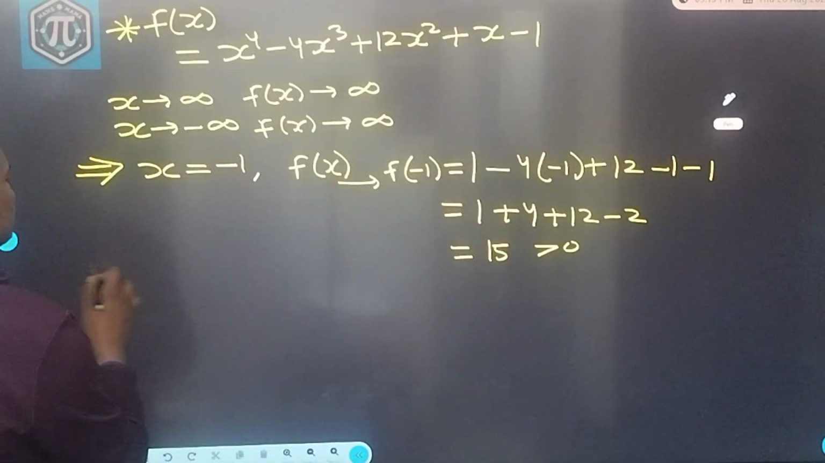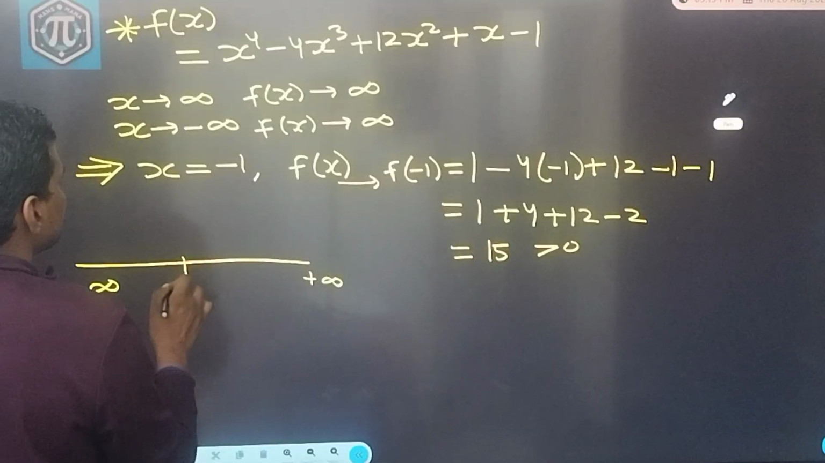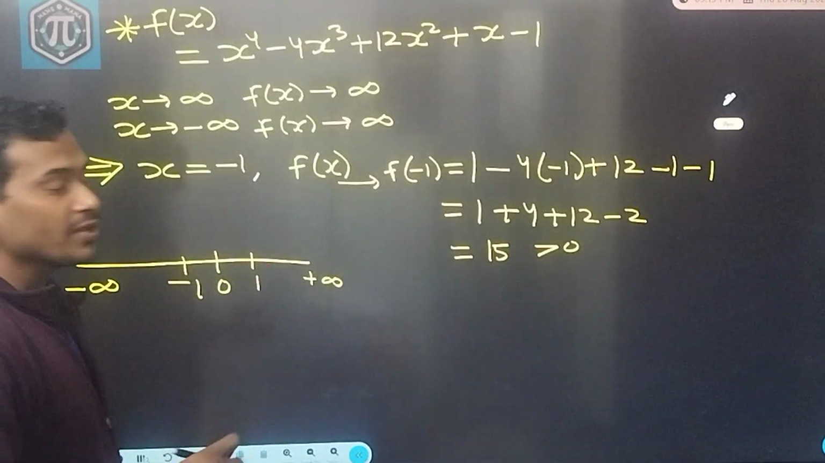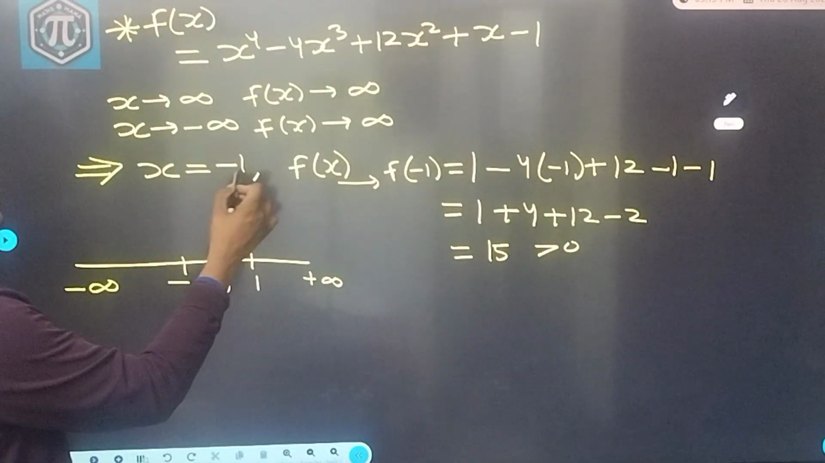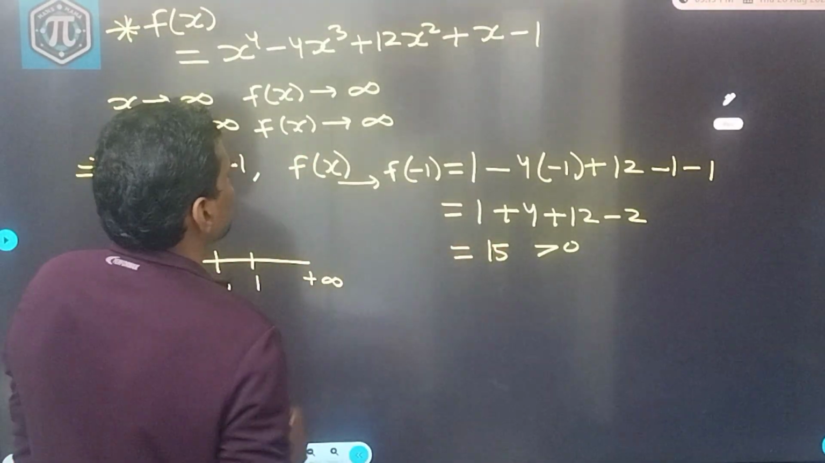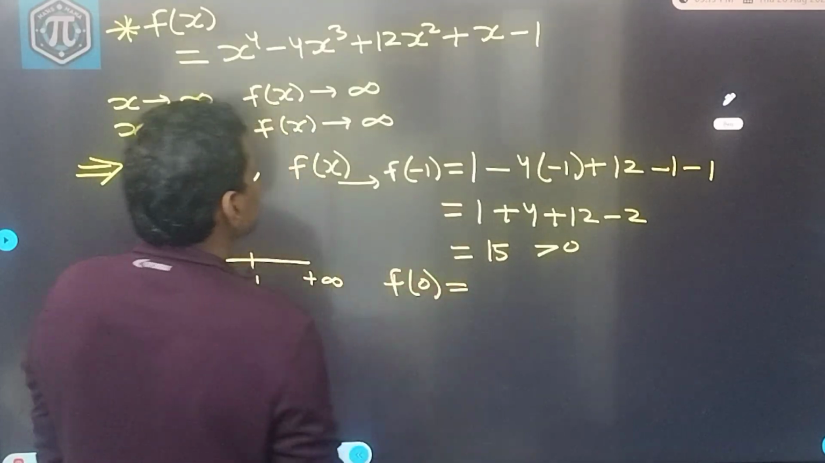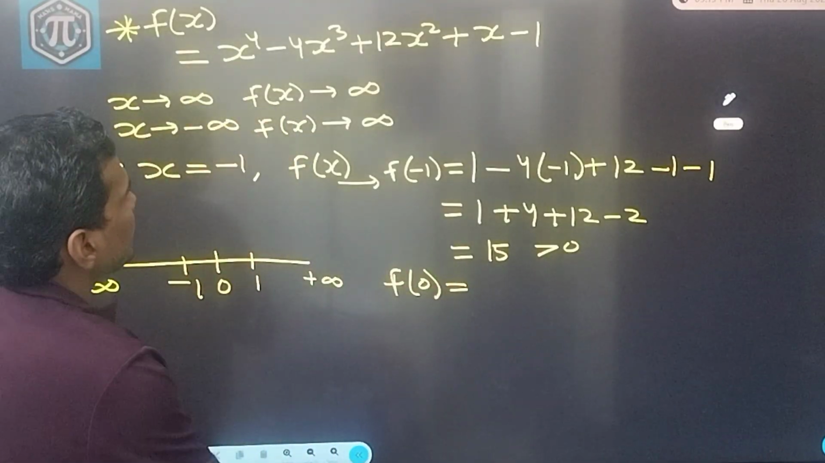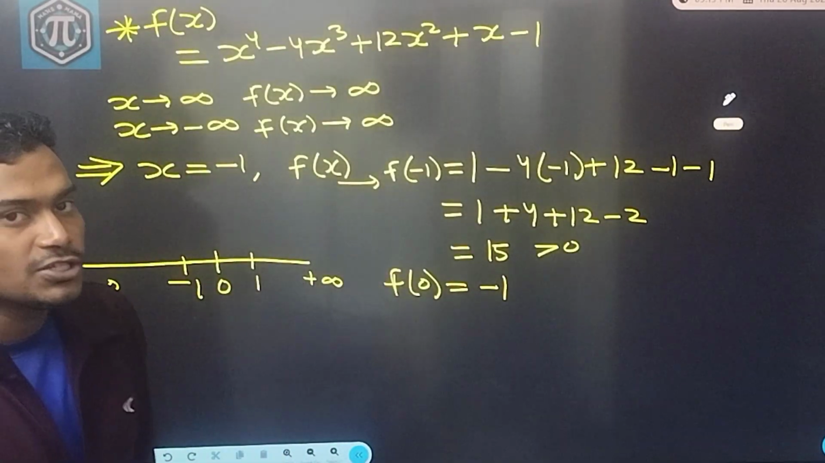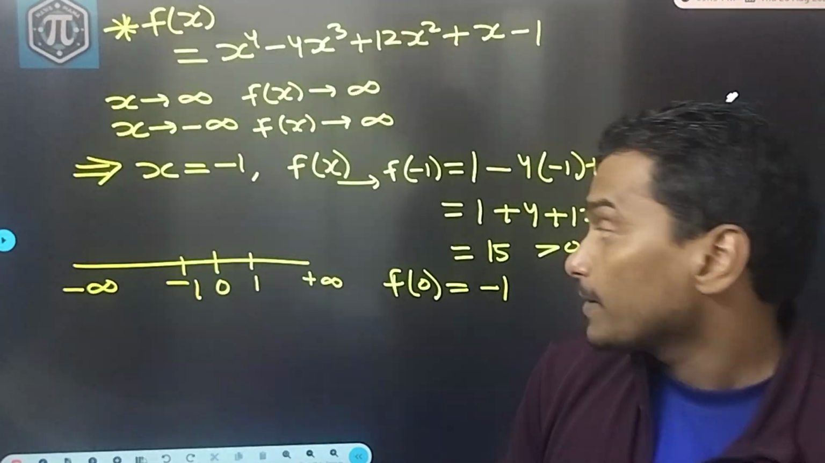At x, see on the number line from minus infinity to plus infinity, minus 1, 0, 1, right? So at minus infinity function was at infinity, that is positive. At minus 1 again function is positive. And what is f of 0? F of 0 is, if you calculate f of 0, we are getting minus 1. Now you can see function is a polynomial. Polynomial is always continuous function.